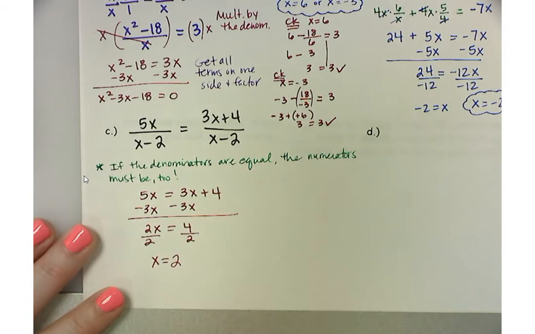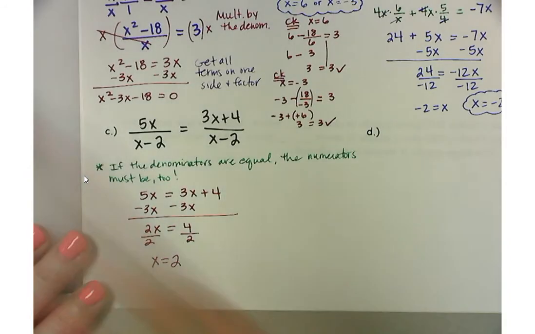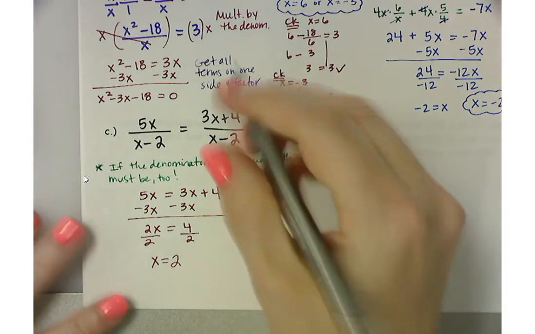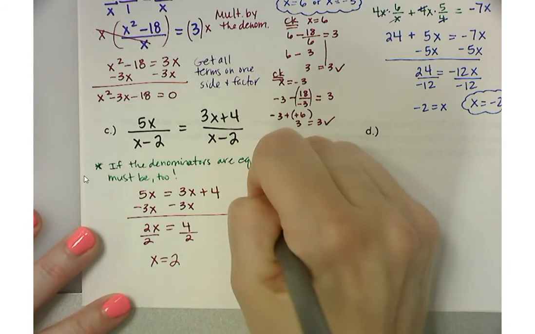Yeah, Brian, tell me what you think is going to happen. Brian, what's going to happen? Oh, so the denominator is x minus 2. Mm-hmm. So if x equals 2, then you have 0 in the denominator. That doesn't work.